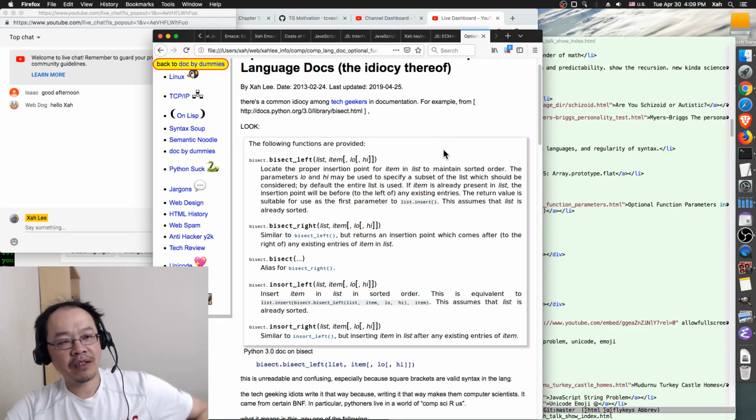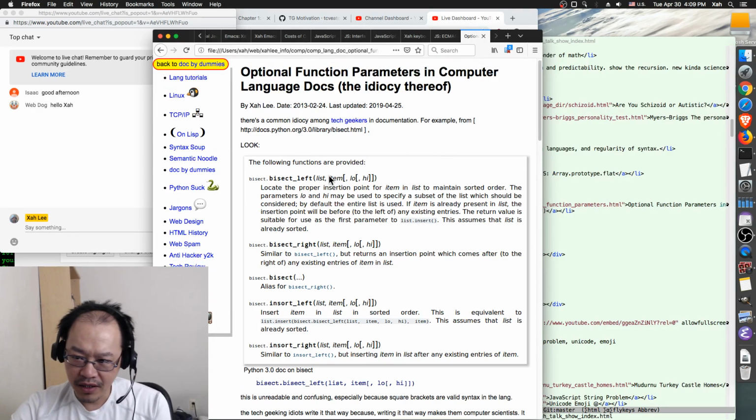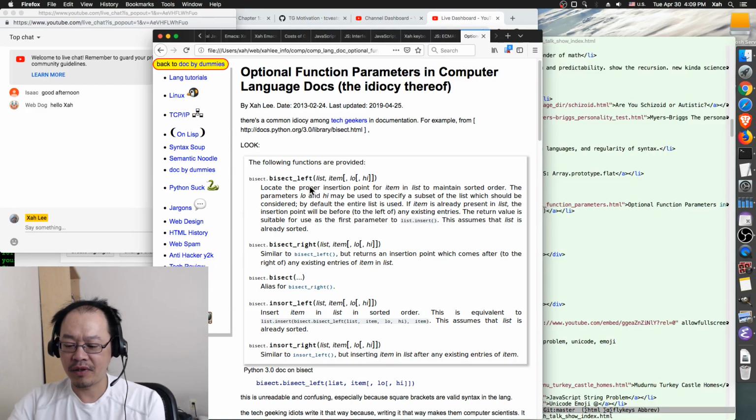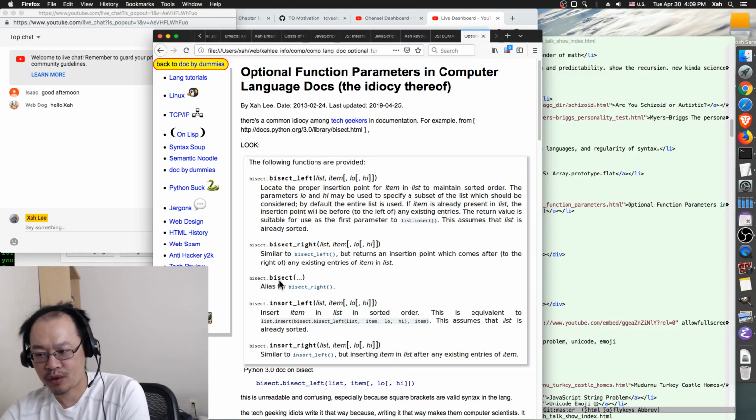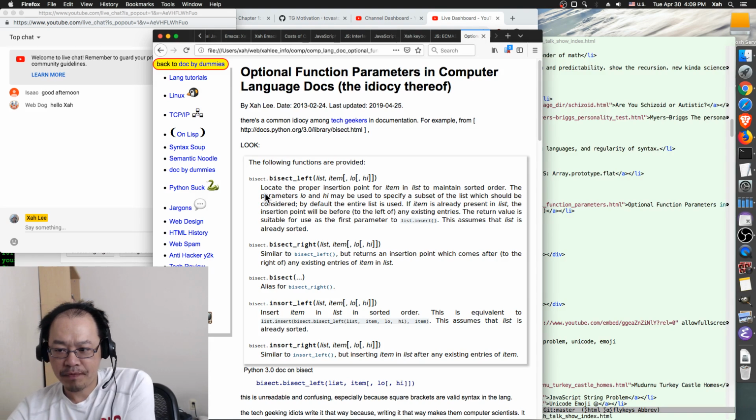So in computer documentation, you see this documentation syntax notation for functions' optional parameters. For example, this one is from the Python 3 documentation. Same thing with Python 2. Okay, so you have a function bisect_left. Then you have several arguments.